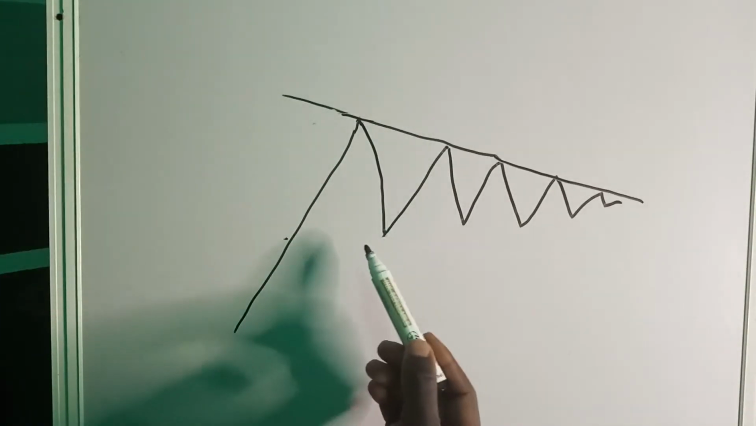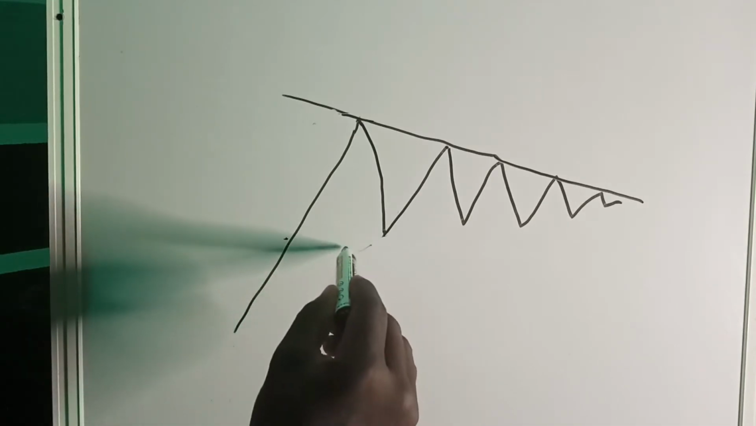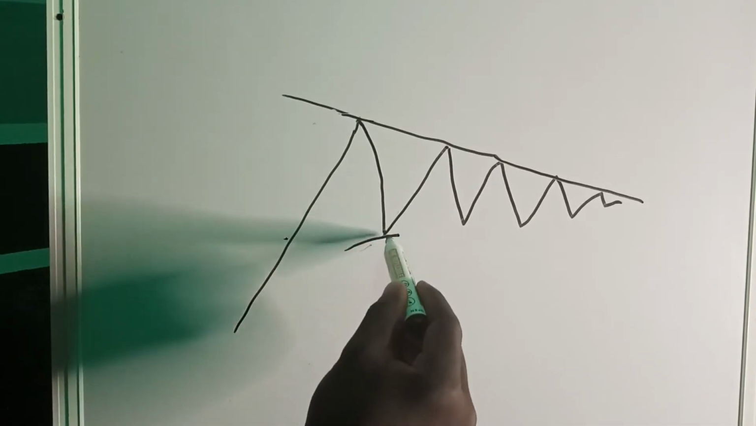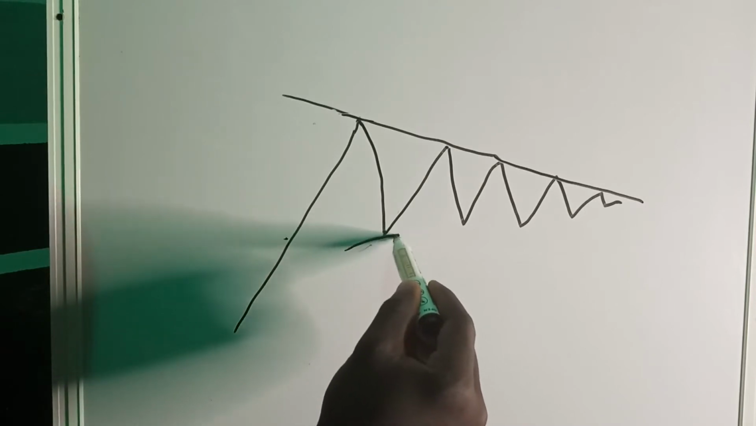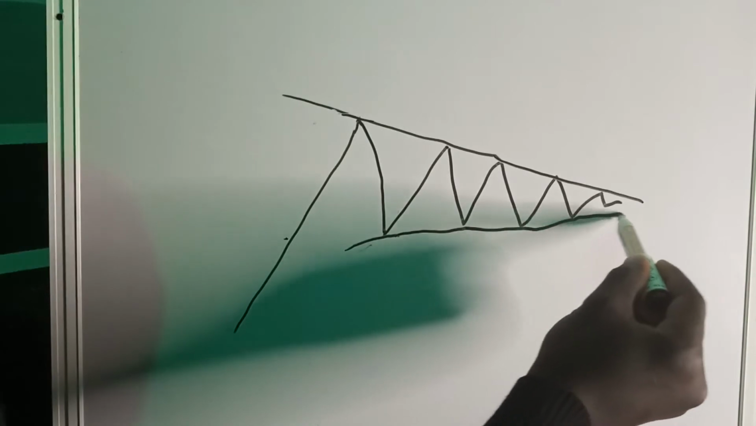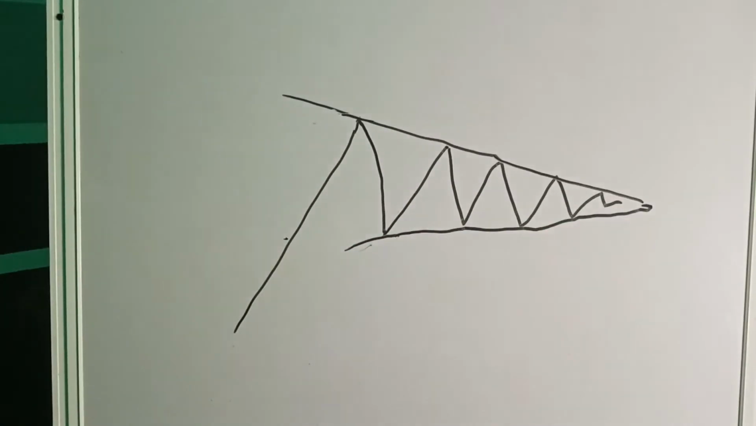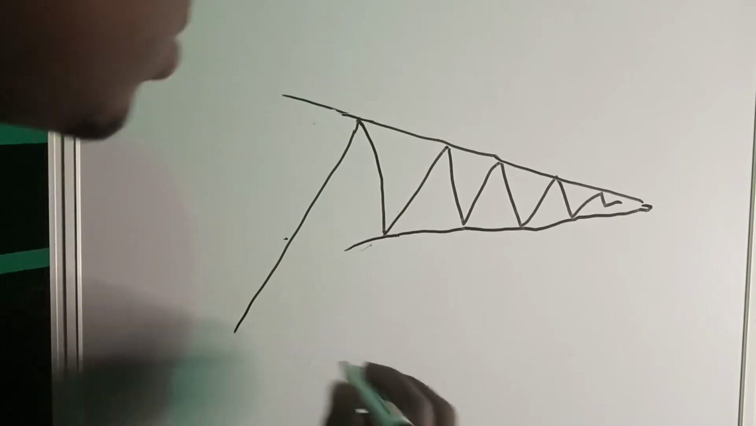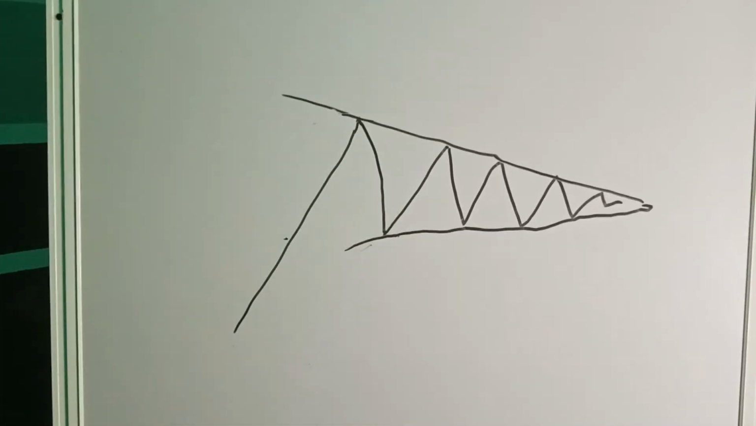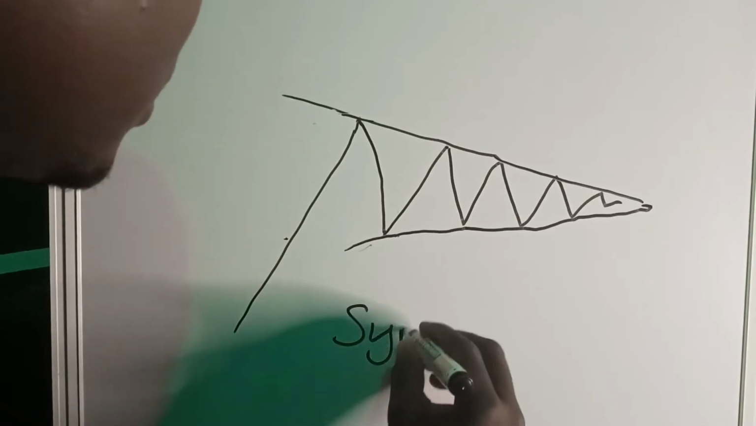Now, for this linear support level, we'll draw it like this. You connect this low with this low, with this low, with this low, and then they will all meet at this point. Now, this is how a symmetrical triangle is formed. This is the symmetrical triangle.